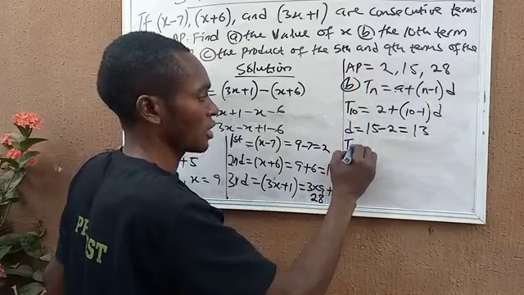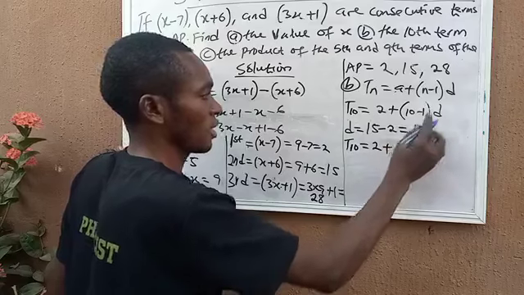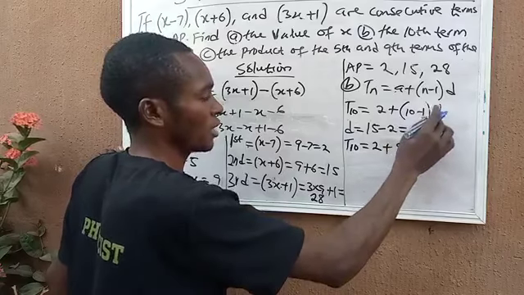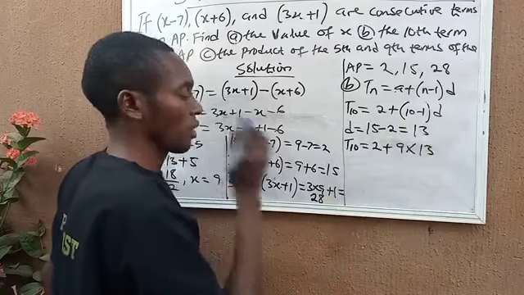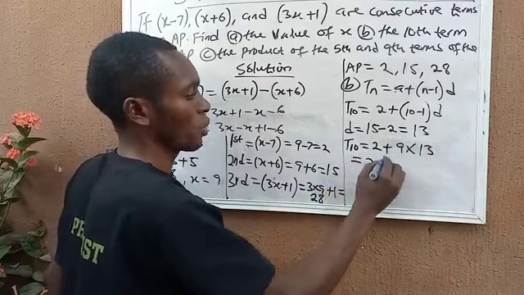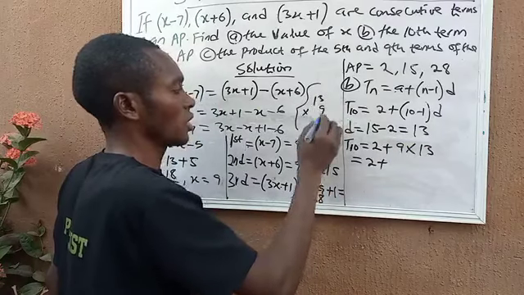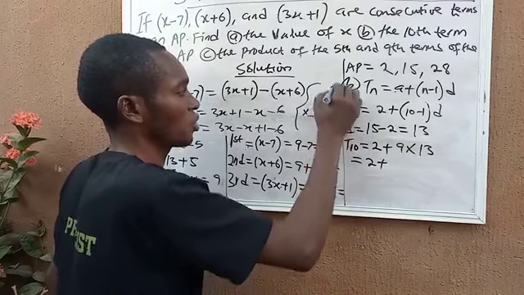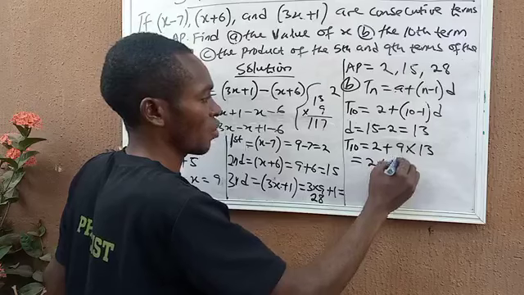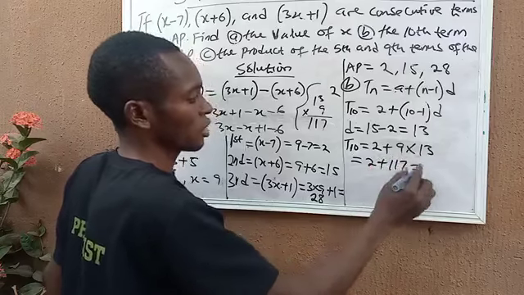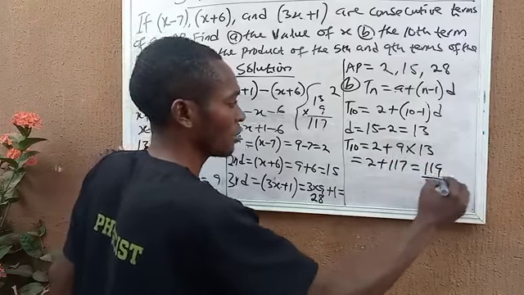So we have T10 is equal to 2 plus 10 minus 1, which is 9, times 13. This D is 13. So we have equal sign, 2 plus 9 times 13. 13 times 9: 9 times 3 is 27, write 7, carry 2. 9 times 1 is 9. 9 plus 2 will give us 11. So we have 117. If you add 2 to this, it will give you 119. So our 10th term is this.